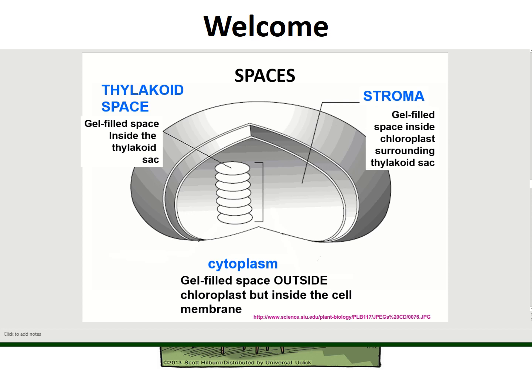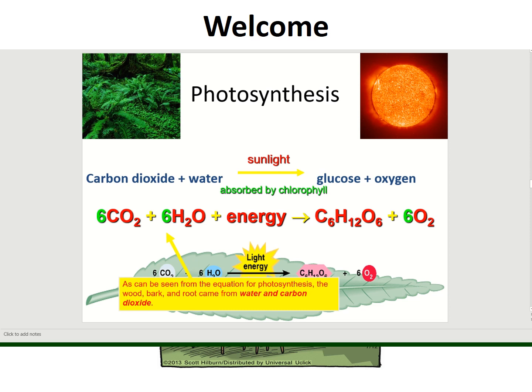Because, again, what do plants need? Carbon dioxide plus water plus sunlight absorbed by chlorophyll. So that's why we need the light, and that's why we need the thylakoids. I'll explain it in a bit. Glucose plus oxygen is what they make. And remember that scary but interesting number: 6 CO2 plus 6 H2O plus light energy produces chocolate, right? C6H12O6 plus 6 O2. As can be seen from the equation for photosynthesis, the wood, bark, and root came from water and carbon dioxide.